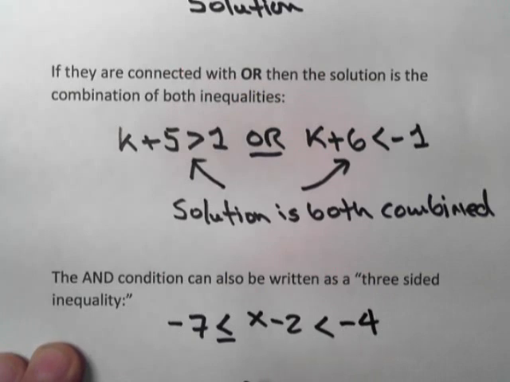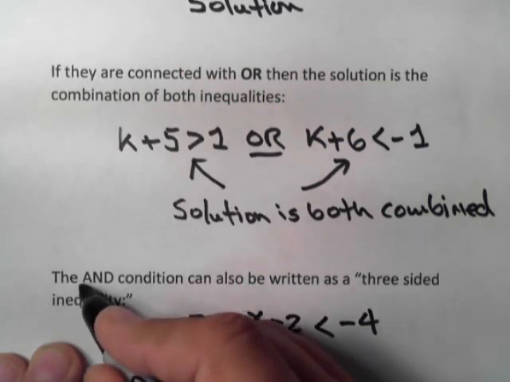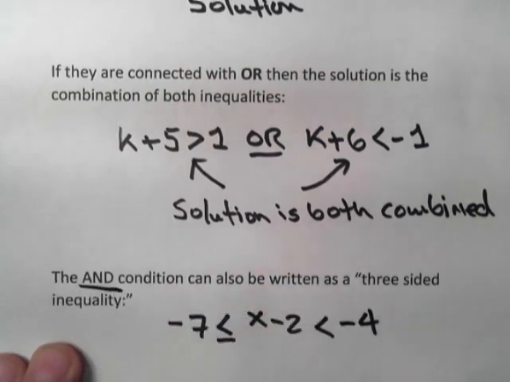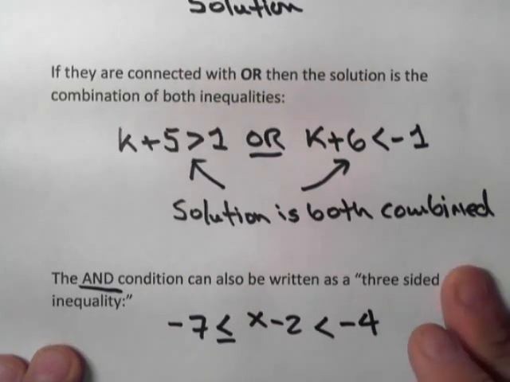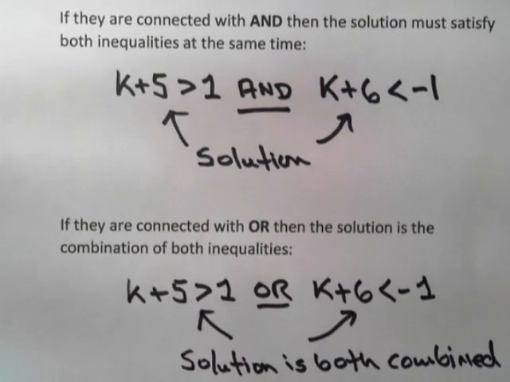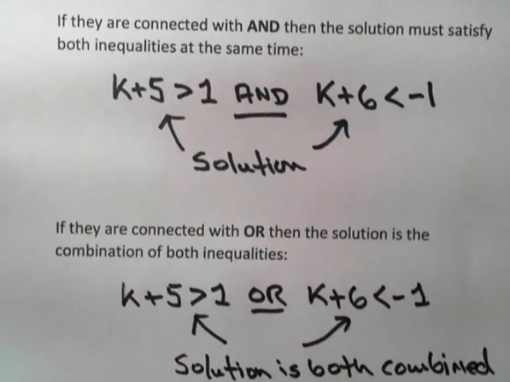Now, notice this is an inequality where we have two inequality symbols being used. In effect, what this says is negative 7 has to be less than or equal to x minus 2, and at the same time, x minus 2 has to be less than negative 4. Well, this three-sided inequality is the same thing as an and condition, and we'll see how we can handle these. In effect, we'll solve them just like we did the one written up here with the regular word and.